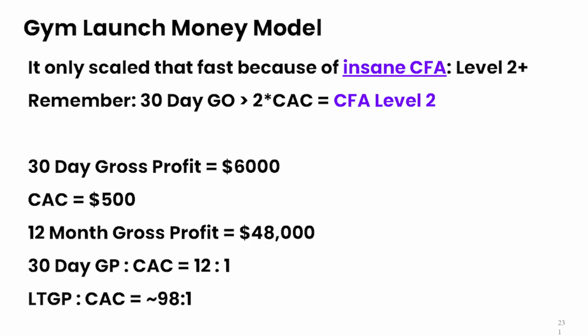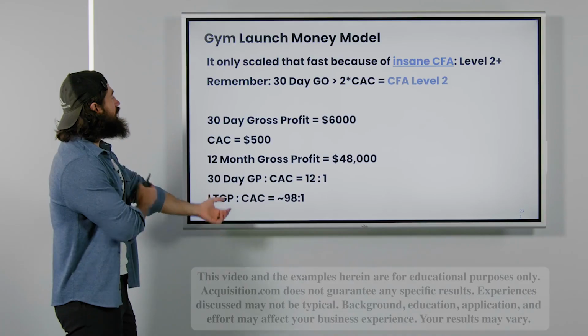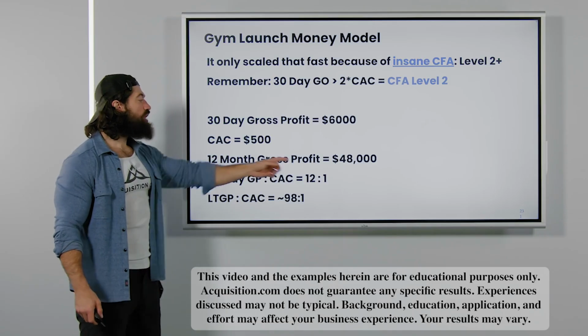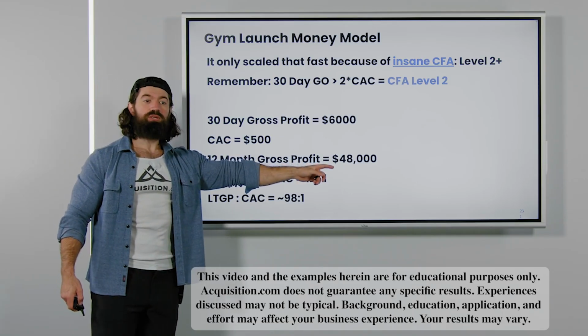So remember level three, it should say level three, is 2 times CAC, right? Okay. So these were our actual metrics. People don't share this. These were the actual metrics. Our 30-day gross profit was 6K, our CAC was 500, our 12-month gross profit was 48,000.